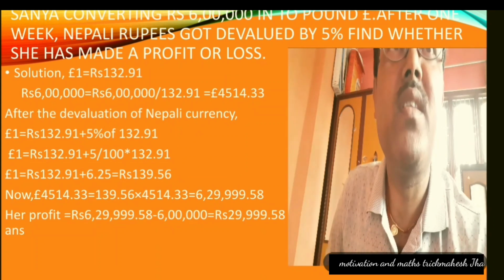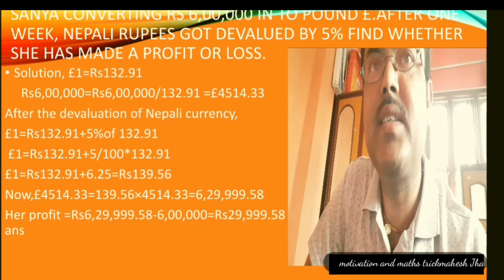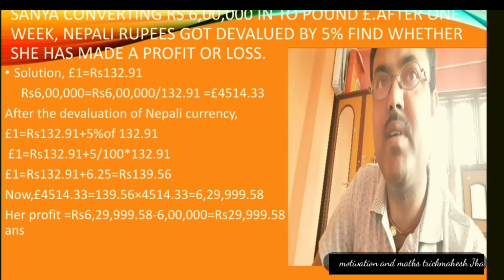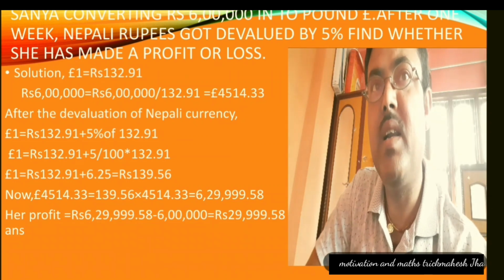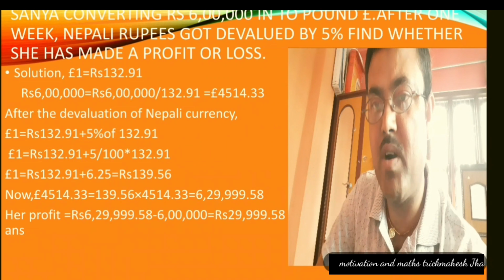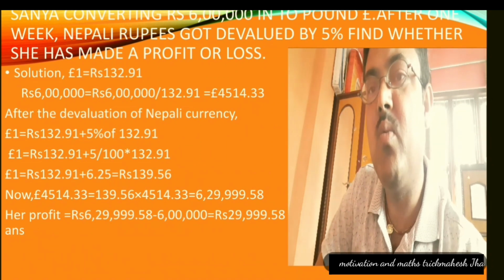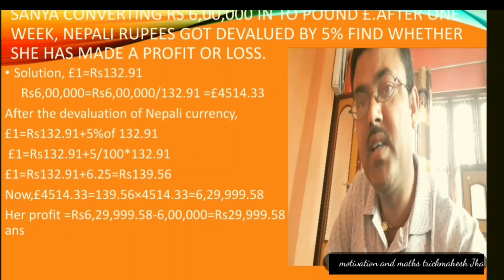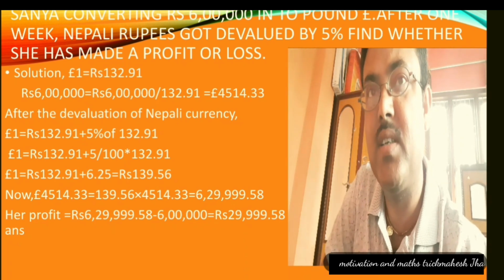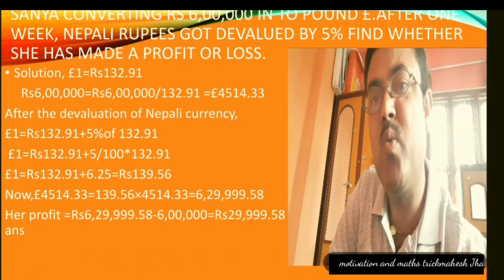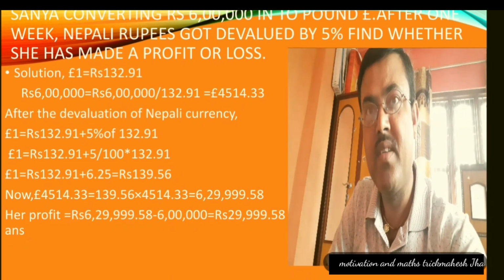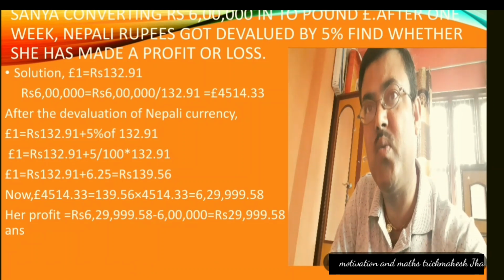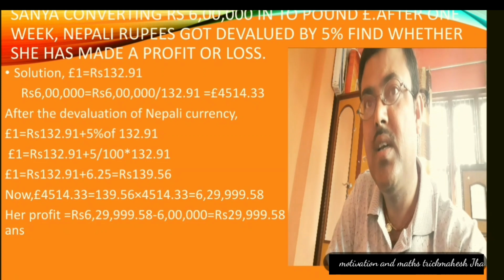We have to convert 6 lakh. Then 6 lakh gives 4,514.33 pounds. Now after the devaluation of Nepalese rupees, 1 pound sterling equals 132.91 plus 5% of 132.91. It gives 139.56. Now convert these pounds, the 4,514.33 pounds we have, into rupees. Then it becomes 139.56 into 4,514.33.